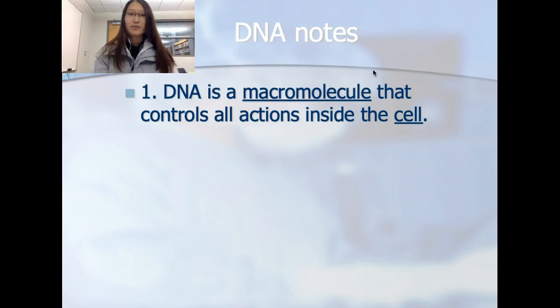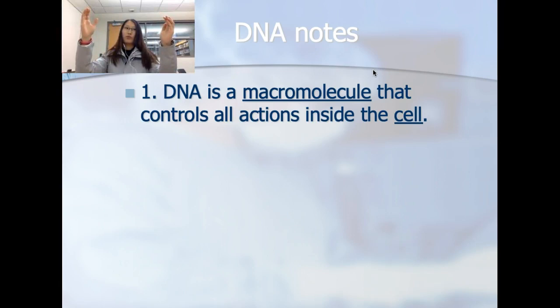So nucleic acid is the big category, and under nucleic acid, we have the two that we mainly talk about in this class, DNA and RNA. So those are the subcategories. DNA and RNA belong to the macromolecule type nucleic acid.